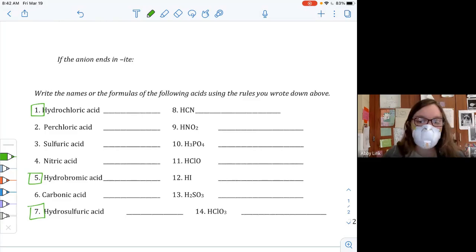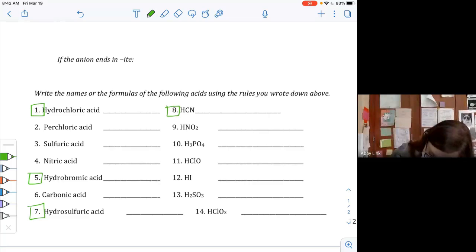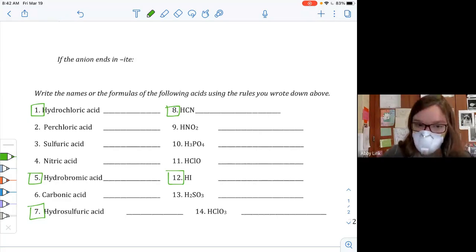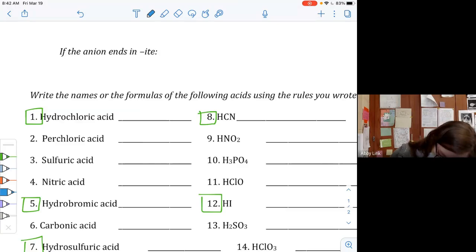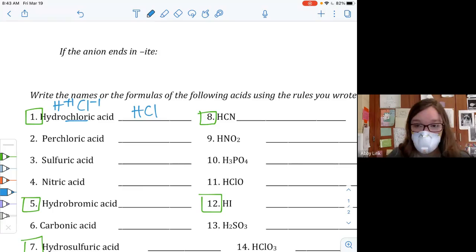On the right-hand side, let's circle the ones that don't contain oxygen. I see number 8, there's no oxygen there. And I see number 12, there's no oxygen there. So let's practice writing the formulas for 1, 5, and 7, and then let's practice writing the names for 8 and 12. Hydrochloric acid, we just did that one, but we'll talk through it again. I recognize that hydrogen is going to be the cation. I see chlor, so I'm thinking Cl, -1 charge. If I put those two together, I end up with HCl. I just need one of each of those ions.